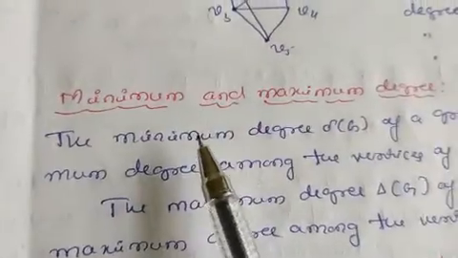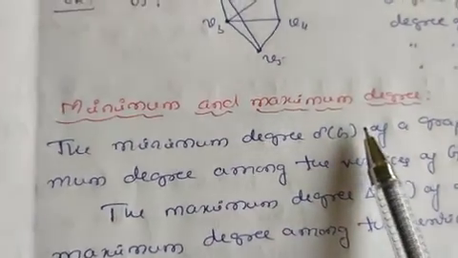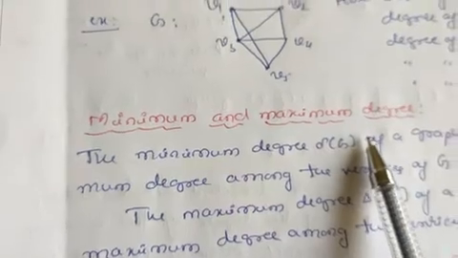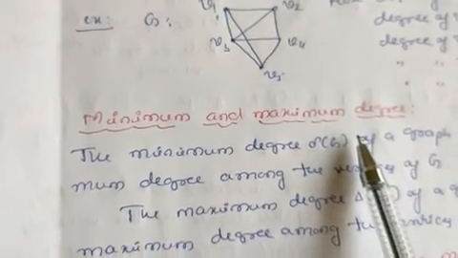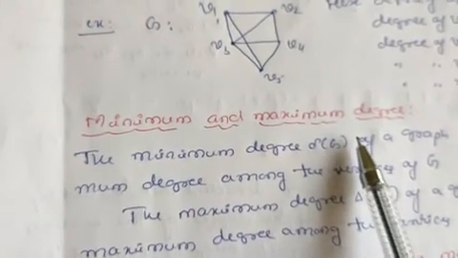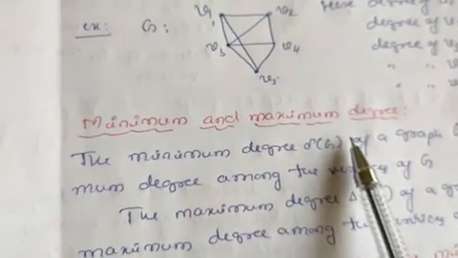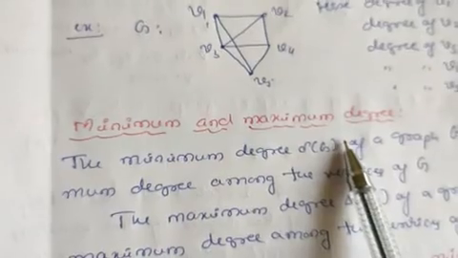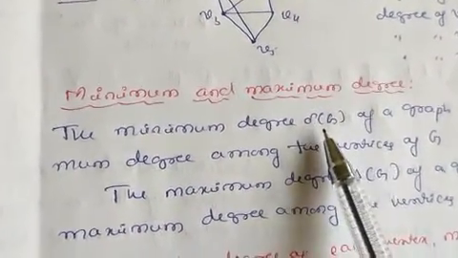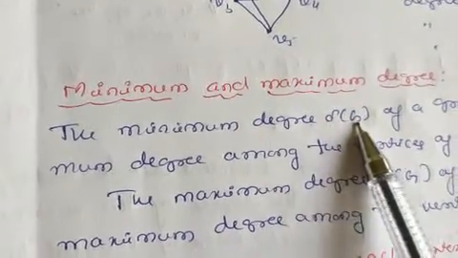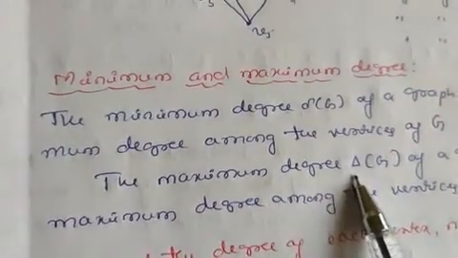So minimum and maximum degree. Minimum degree means in a graph the vertex which has minimum degree, and the vertex which has maximum edges incident is known as maximum degree. So minimum degree is denoted by small delta of G and maximum degree is denoted by capital delta of G.